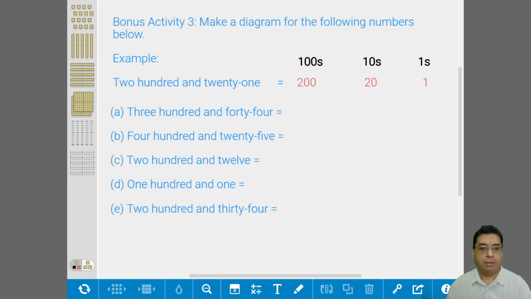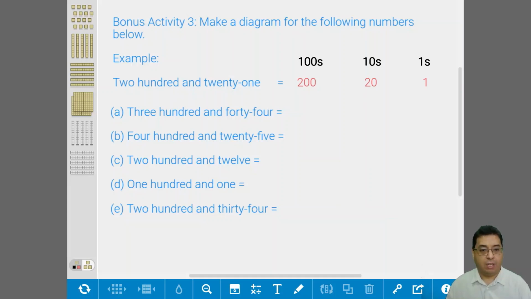And for my final bonus activity, I want you to make a diagram for the following numbers below. And I've got this example here. I've got 221. And I've got the hundreds, tens, and ones values again. And what I want you to tell me is, where would you put the numbers for 221? So I've got 200 here in the hundreds, 20 in the tens, and 1 in the ones. And I want you to do the same thing for A, B, C, D, and E.